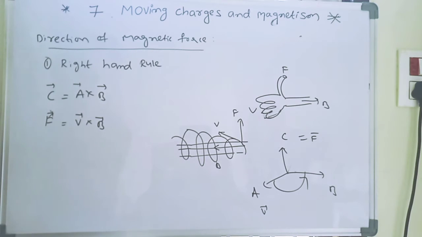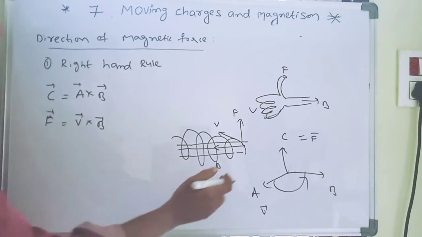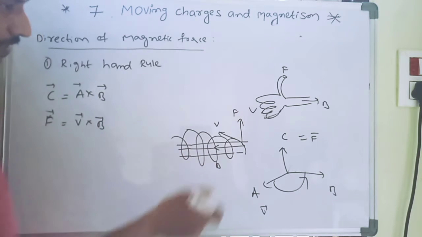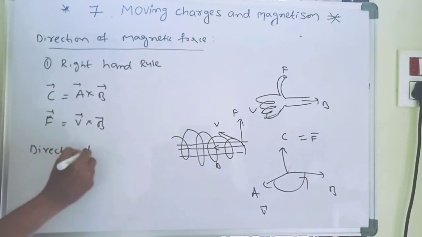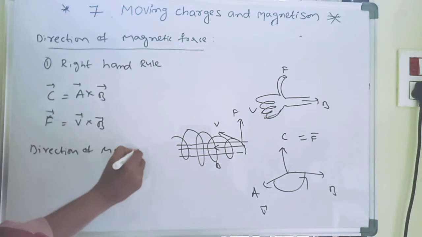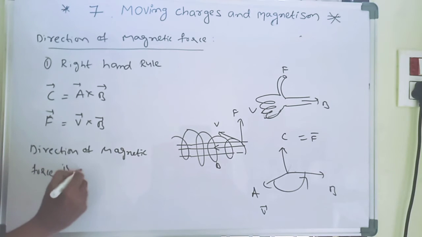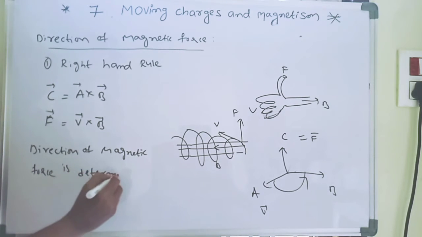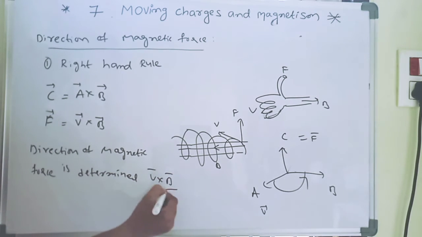Okay. So here, what is the direction of magnetic force? The direction of magnetic force is nothing but F. This is the direction of magnetic force. The direction of magnetic force is determined by V cross B here. V cross B is the determinant. Direction of magnetic force will be V cross B.